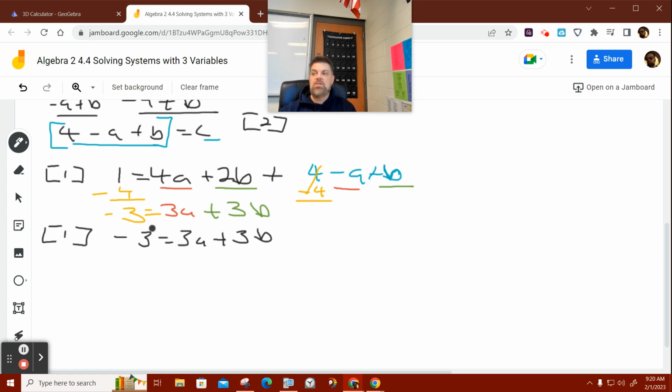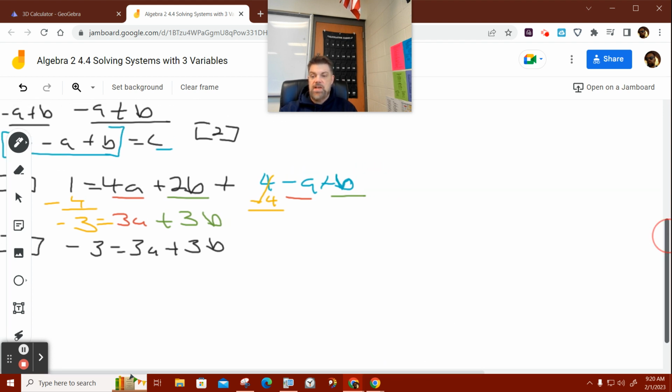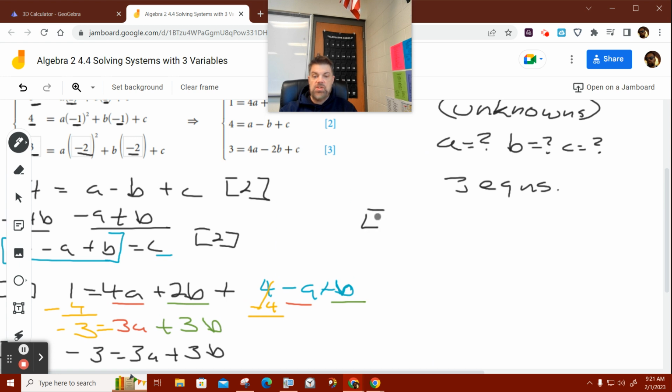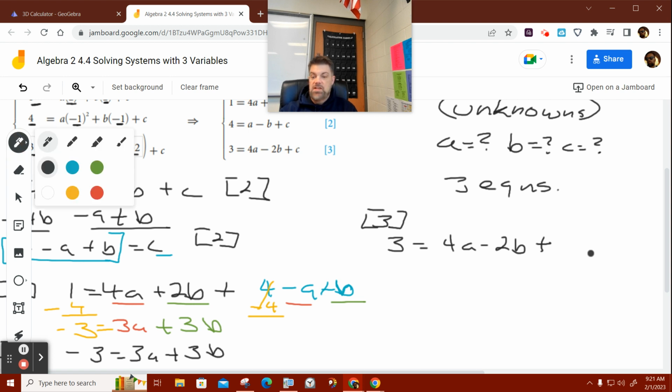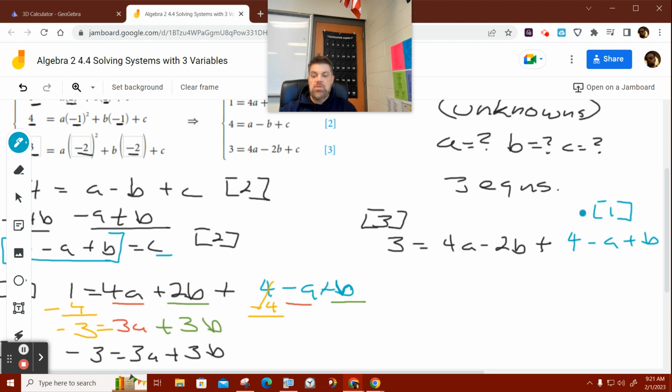Now, the reason I'm labeling the equations is I don't want to get confused with what I plugged in and what I haven't. Now I need, which equation have I not used yet? 3. So over here somewhere, I'm going to say, all right, let's do something with equation 3. Well, equation 3 is equal to 4 times A minus 2B plus C. But guess what I'm going to write in for C? The same thing. I'm going to write in 4 minus A plus B. This is equation 1 set equal to C, right? So I'm plugging that in for C.